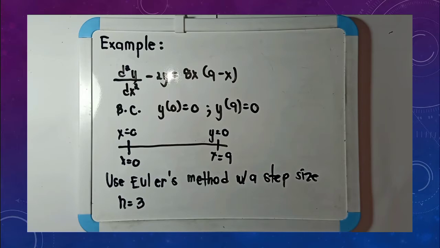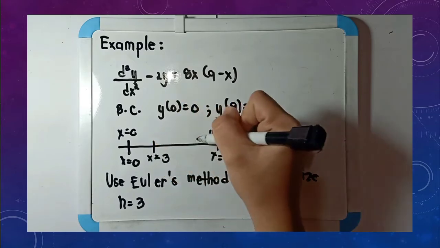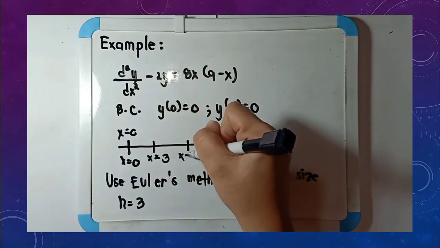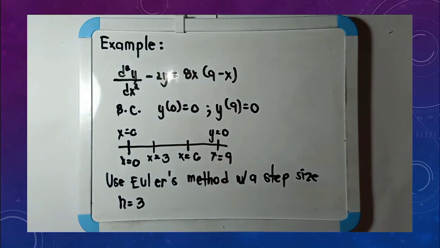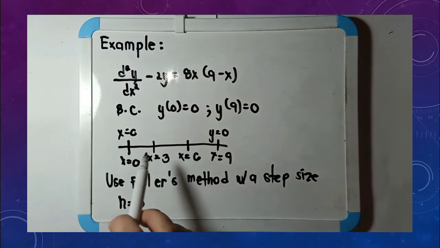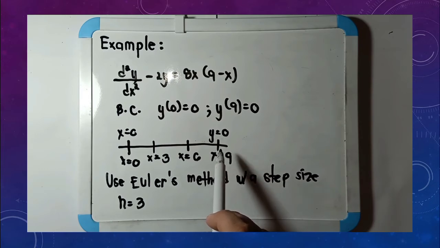So this h is equal to 3 means that one step will take us to x is equal to 3. The next step will then take us to x is equal to 6. And lastly, the final step will take us to x is equal to 9. So we are basically to conduct 3 steps of Euler's method so that we can be able to get from x is equal to 0 to x is equal to 9.